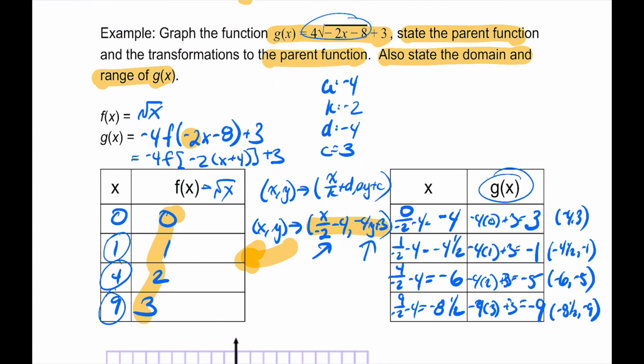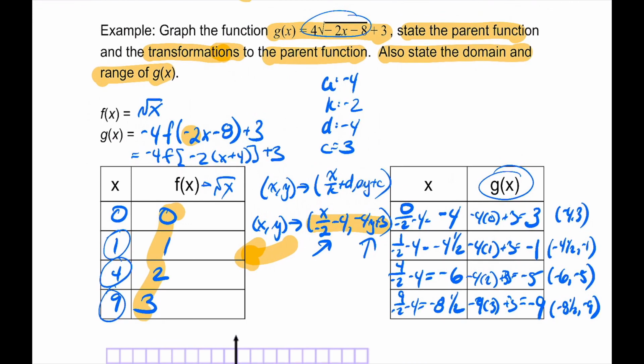I was going to say we should look at the transformation so that when we look at the graph, we can see that we actually did our arithmetic correctly, or did the mapping notation correctly. But it does say to state the transformation, so let's actually do that. Since a is negative 4, this is vertically stretched by a factor of 4. It's also vertically reflected since a is negative.